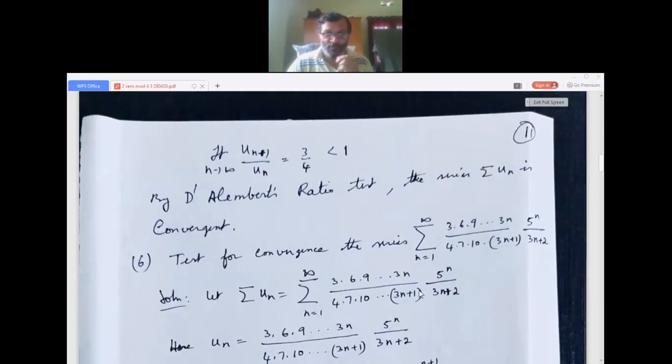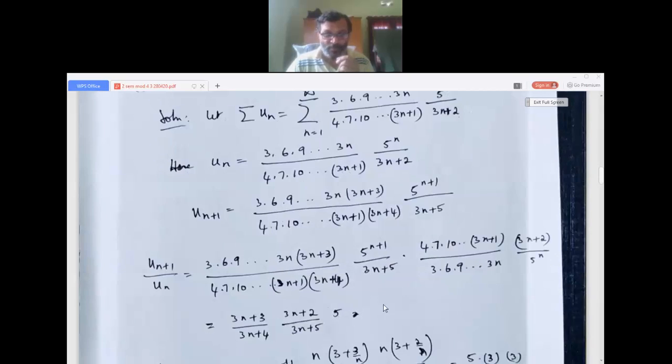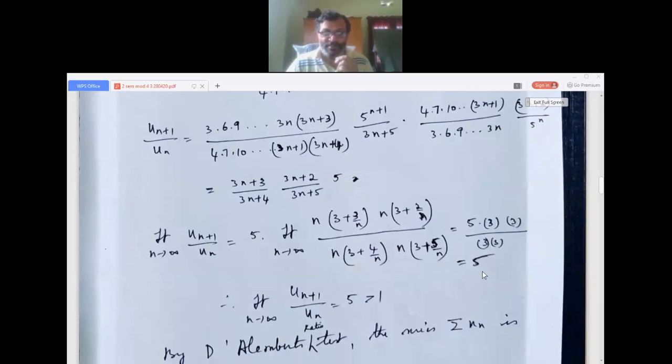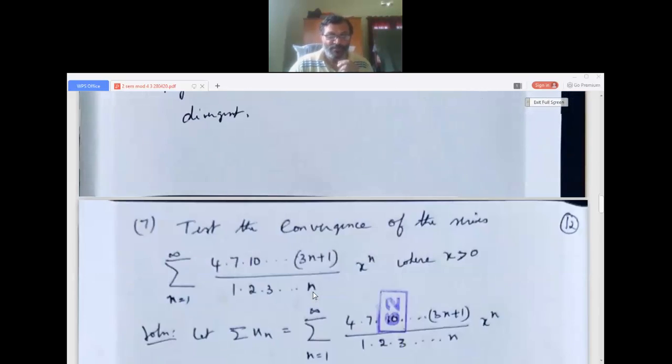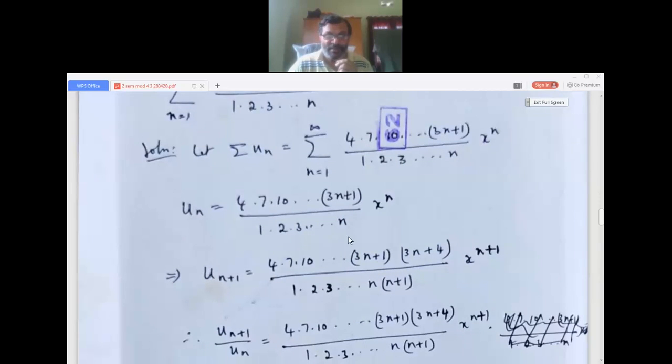In the same way, in this problem, first I took sigma un, then I wrote the nth term, then replaced n by n plus 1, then wrote un plus 1 by un, then simplified it, and you got 5. So by D'Alembert's ratio test, limit n tends to infinity, un plus 1 divided by un is equal to 5, and that value is greater than 1. So if limit n tends to infinity, un plus 1 divided by un is greater than 1, sigma un is divergent.